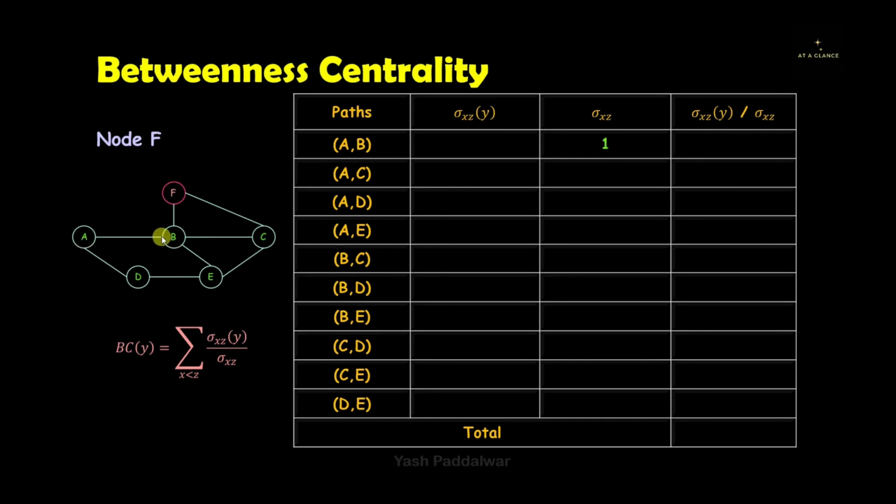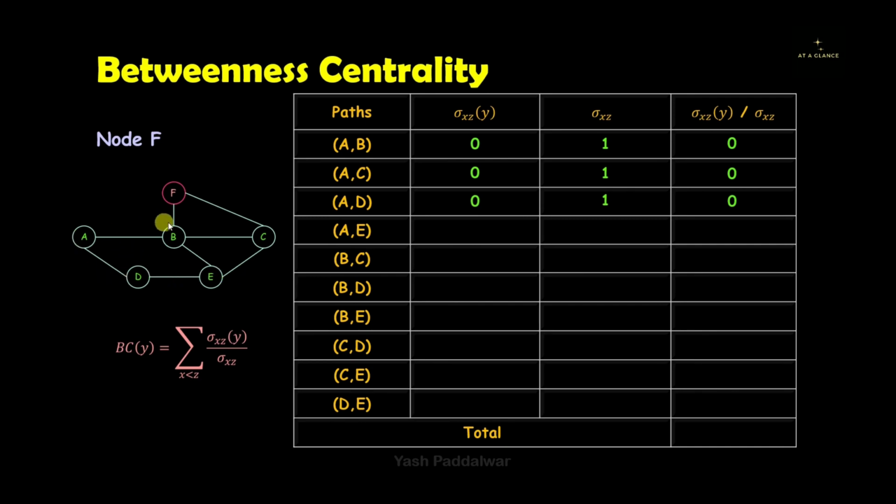AB is directly connected with each other, so 0 will be the centrality measure. Next path is AC. You can see that for reaching from A to C we have only one single path, that is ABC, and in this path we do not have the node F as the center node. So 0 will be the centrality measure. The next path is AD. AD is directly connected with a common edge, hence 0 will be the centrality measure.